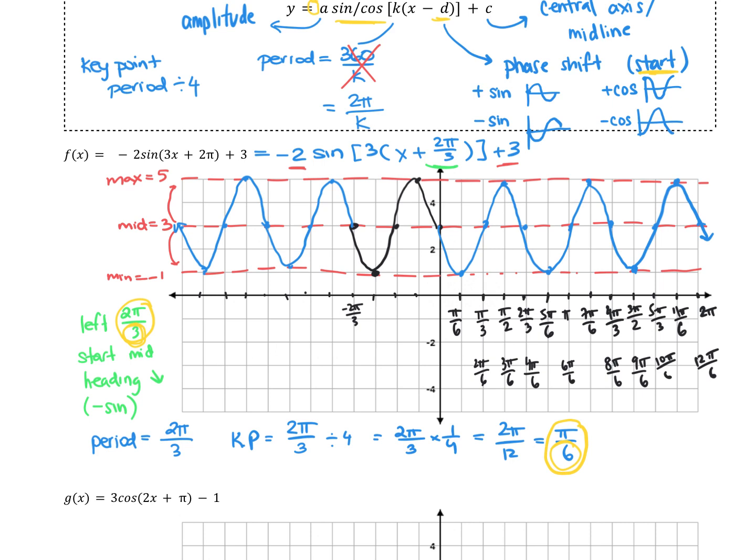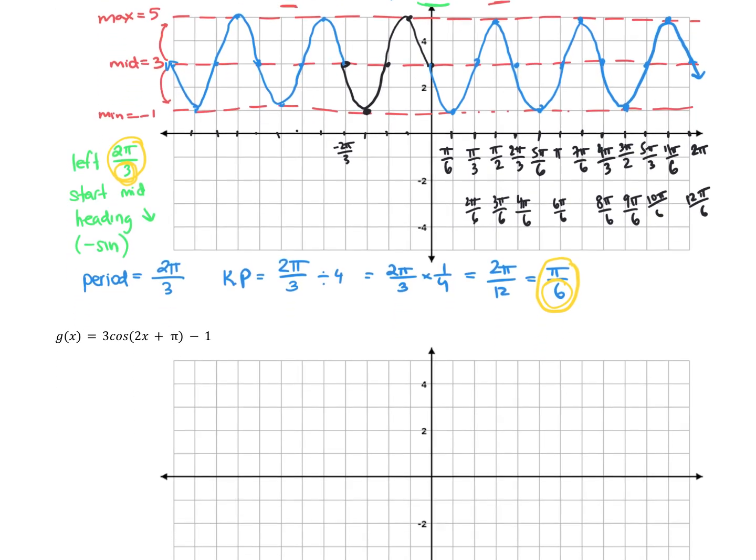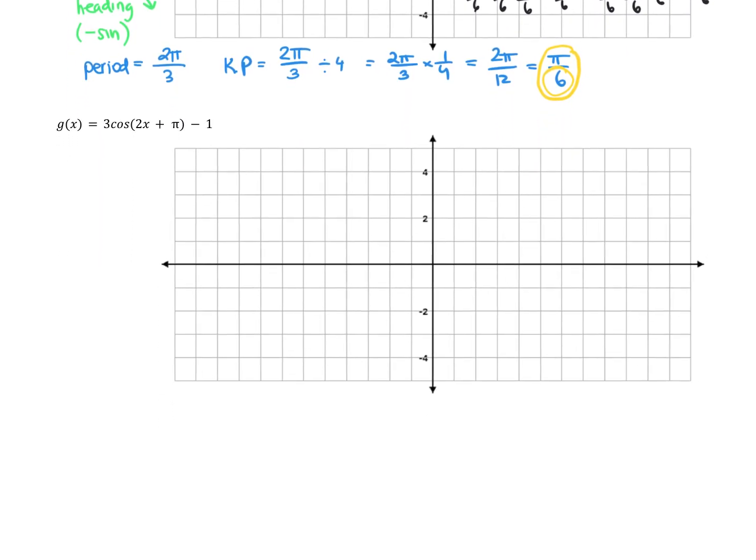Almost identical, only difference is we have that 2 pi instead of the 360 to get our period with the 2 pi over k. So let's try one more example. 3 cos 2x plus pi minus 1. Of course, step 1, factor out the k. We're factoring out the 2. That's going to give us x plus pi over 2 minus 1. Okay, my midline is -1.